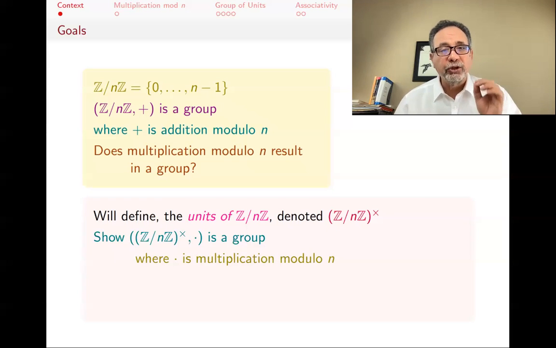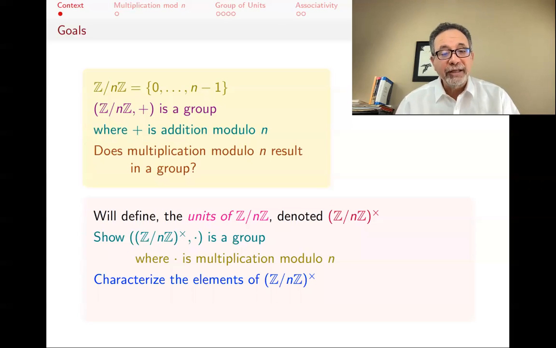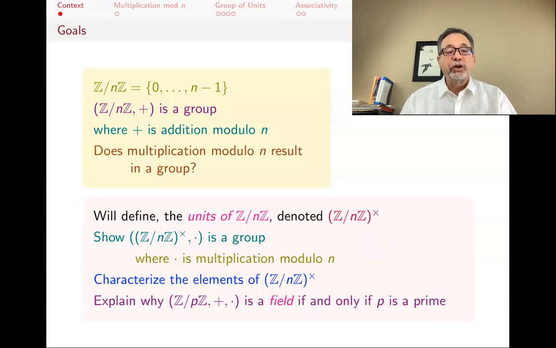Again, multiplication is not the normal multiplication of numbers, but multiplication modulo n. We will characterize the elements of the group of units in the sense that we will tell you what they are exactly. And because of that, we'll be able to figure out what the size of this group is. Along the way, we will prove that Z mod pZ is a field, and I will say what that is, if and only if p is a prime.